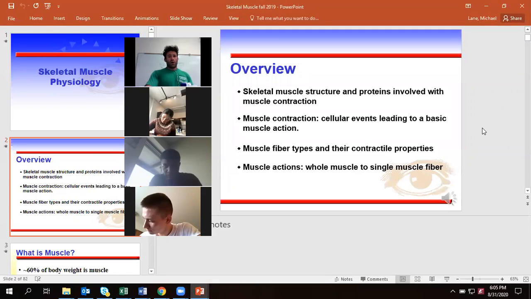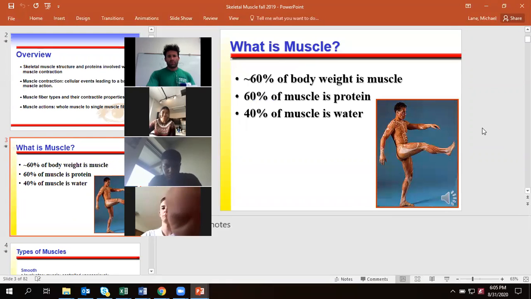So, basic overview. We're going to talk about the structure of skeletal muscle, proteins involved with contraction, what the cellular events are that occur leading up to it, aka the action potential, the different fiber types and how those differences are going to affect performance, and then some basic muscle actions you guys have seen before.